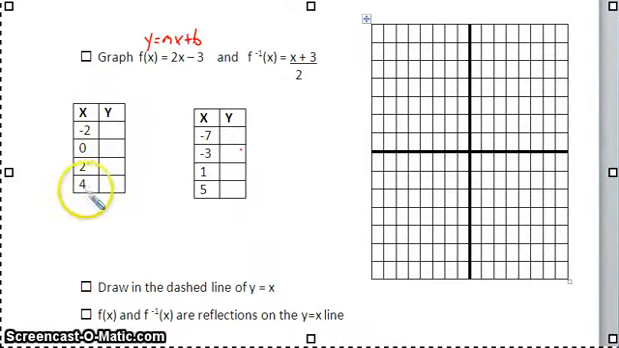So I just picked some x values. If we were to take the time to plug this in, if I plugged in an x of negative 2, I'd end up with a y value of negative 7. So we can plot that point, negative 2, negative 7 would be here, and we can keep going. I put a 0 in there, I get negative 3. Put a 2 in there, I end up with a positive 1. And put a 4 in there, I end up with a 5.